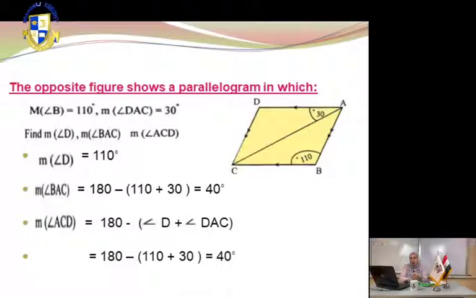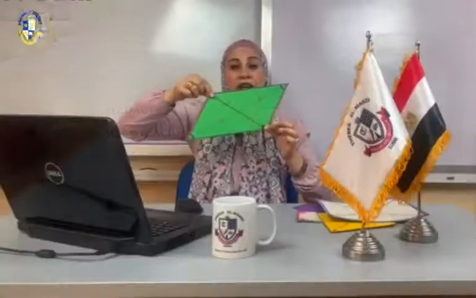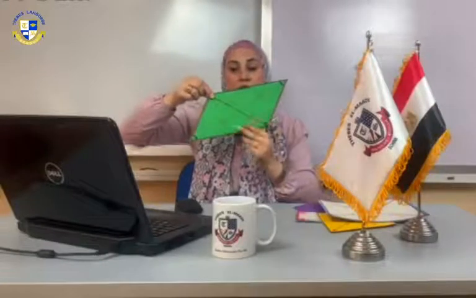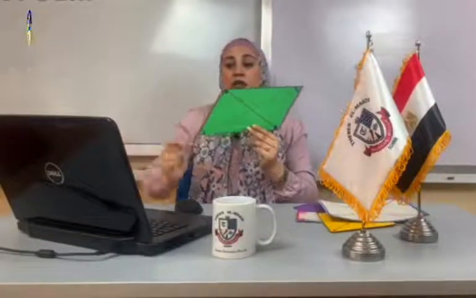We will start with the measure of angle D. Look at the measure of angle D. Measure of angle D is opposite to measure of angle B, so they are equal to each other. So measure of angle D equals 110 degrees.